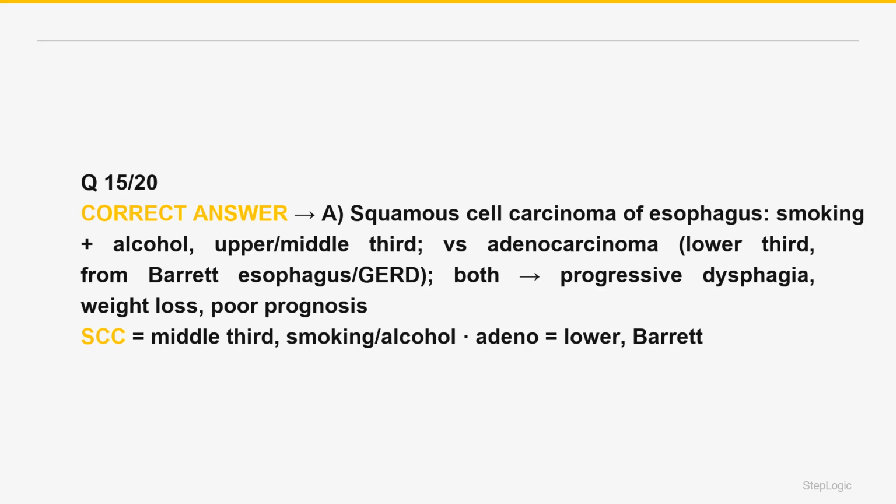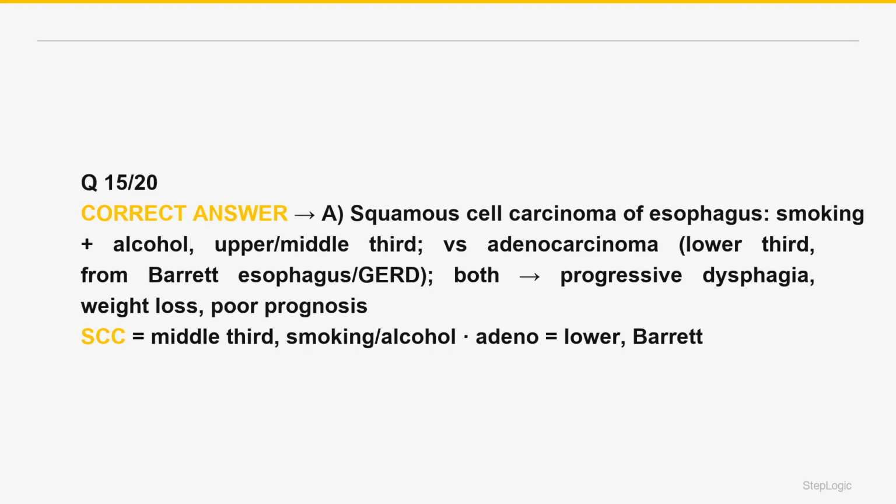The high-yield contrast is with esophageal adenocarcinoma, the other major type, which arises in the lower third near the gastroesophageal junction from Barrett esophagus, intestinal metaplasia due to chronic GERD or reflux and obesity, and is now the most common esophageal cancer in the United States and Western countries.